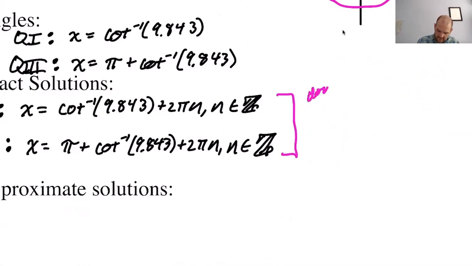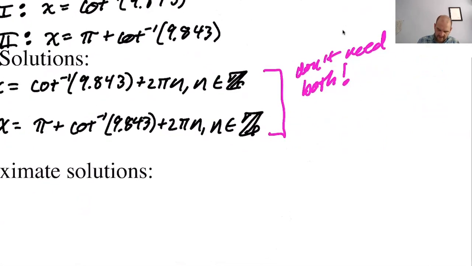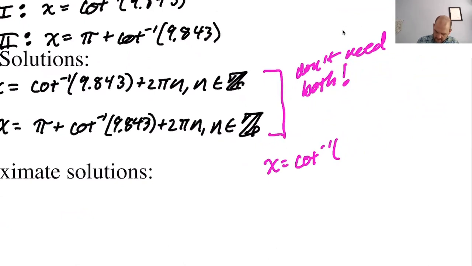So I don't need both. Because you either need both, or I could just write x equals cotan inverse of 9.843. That's our reference angle. Plus, instead of 2 pi n, just add pi times n, where n is an element of the integers.